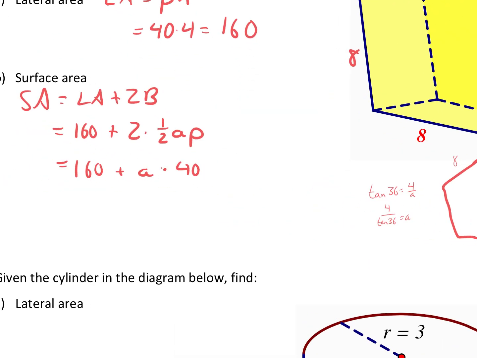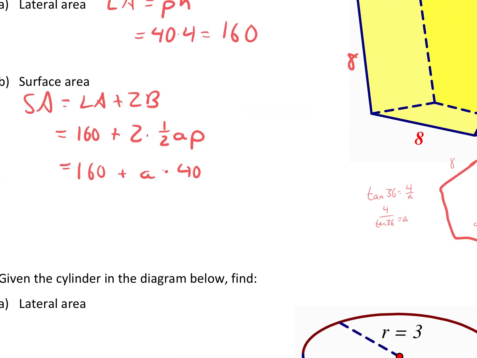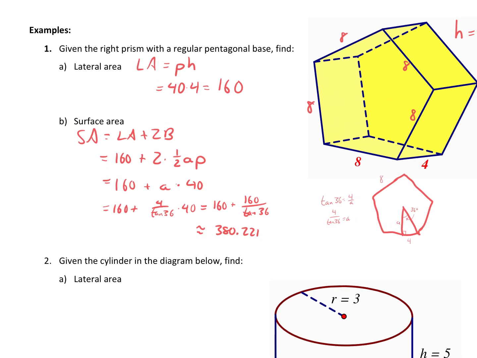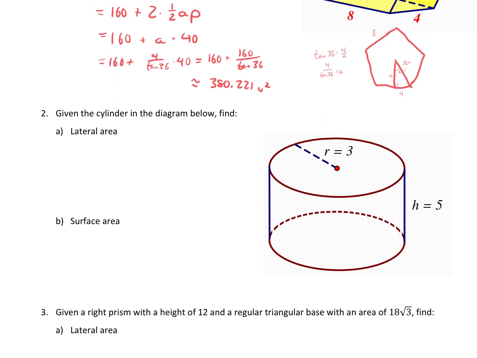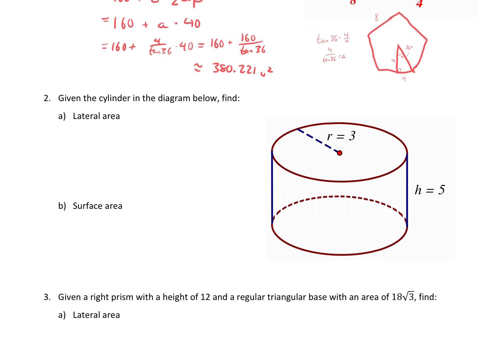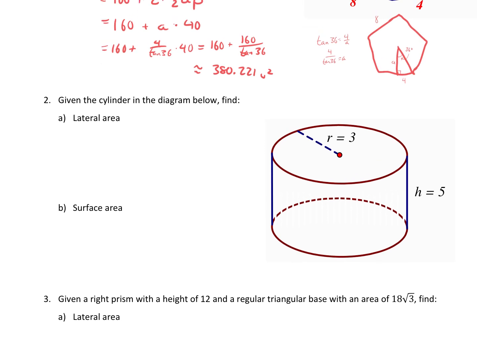Okay, well, gosh, that got really small again. So this is 160 plus 4 over tan 36 times 40, which is something like, I mean, there's the best exact way to say this, 380.221 units squared. Because even though we're talking about 3D, we're still talking about surface area, so that's still in square units. Now the lateral area and surface area of the cylinder.